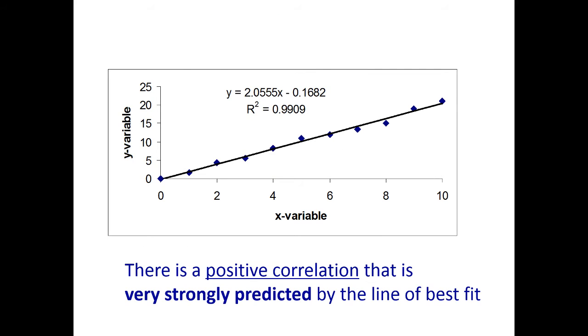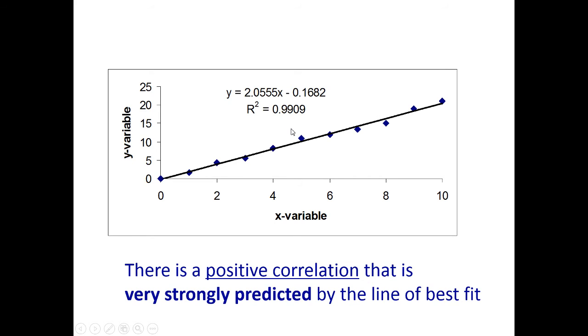Let's look at some examples. Here is a graph taken from Excel. This is a scatter plot. We've taken our data, we have our data points plotted here, and this line is not connecting the dots. It's just closely matching the dots as best as possible, minimizing the distances between the dots and the line. We have our linear regression, our linear equation here, y equals 2.0555x minus 0.1682. And our R-squared value equals 0.9909.